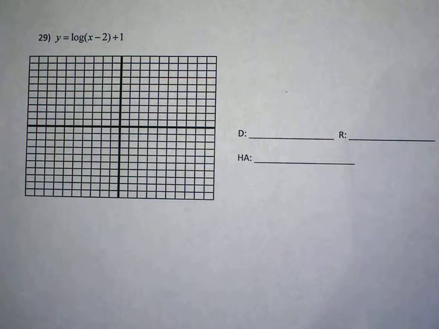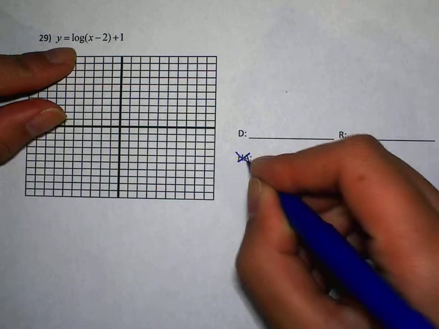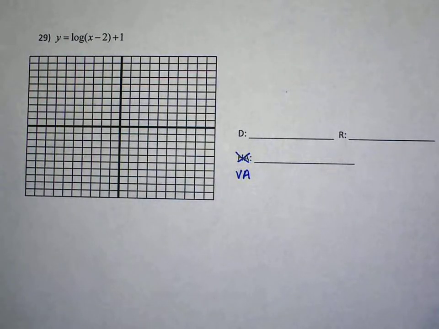Alright, we have to go ahead and graph number 29. This is a log function. It's different from the other two that are on your review just because it has a log. Just so you guys know, a log does not have a horizontal asymptote, but it has a vertical asymptote. So that's a mistake on your paper there.